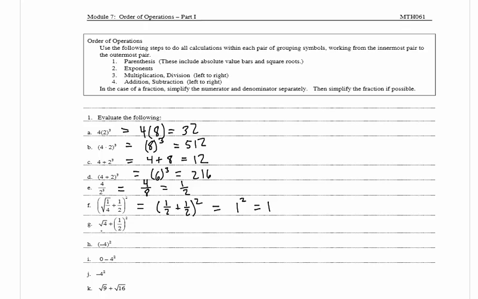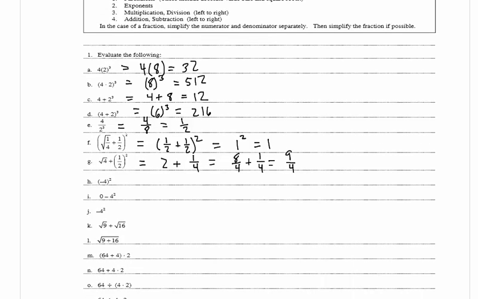In G, we have the square root of 4 plus 1/2 squared. So the first thing that we're going to want to take care of is the square root and 1/2 squared. The square root of 4 is equal to 2, plus 1/2 squared is equal to 1/4. And now we add 2 plus 1/4. For this, we need to find a least common denominator, and that's going to be 4. So I can write 2 as 8 over 4 plus 1 over 4. And this is equal to 9 over 4.